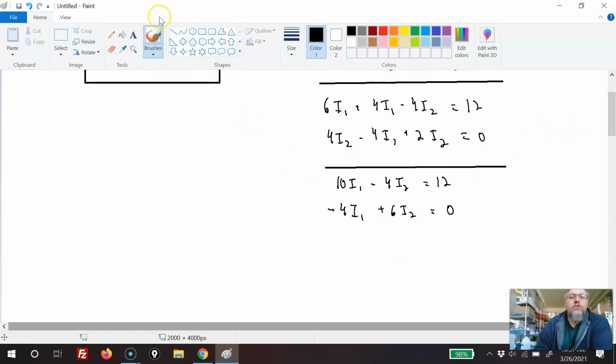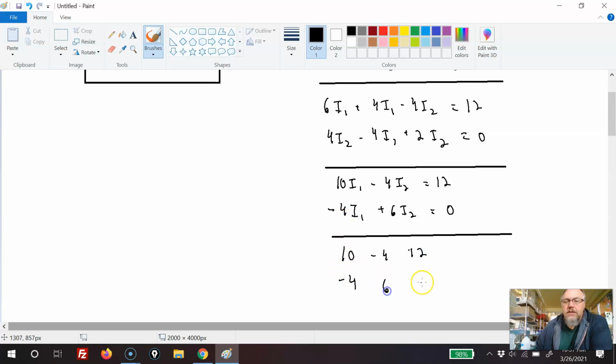So I'm just going to write it again, and I know for some people, why is he doing this? For some people who haven't had it yet, or haven't had it in a long time. 10, minus 4, 12 are the numbers we're going to use. And for this guy, it's going to be minus 4, 6, 0. So now I'm going to bring up my calculator to do this next part, okay?